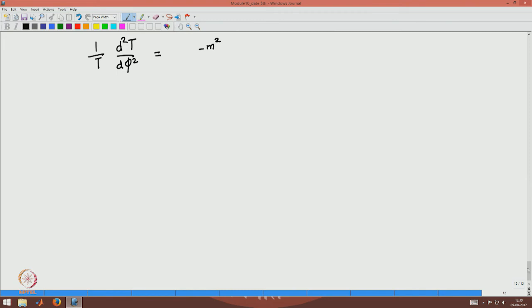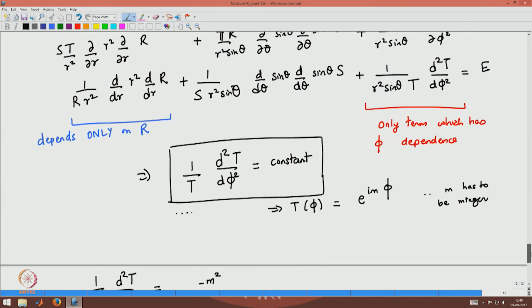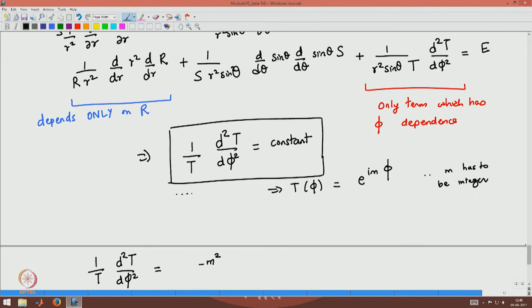You can work this out. If you take t of phi equal to e to the i m phi, then d square t by d phi square is just minus m square t, and if you divide by t, you will just get minus m square. So then your equation becomes that you can replace this whole thing by just minus m square. And since this term depends only on r, the theta dependent term here has to be a constant.